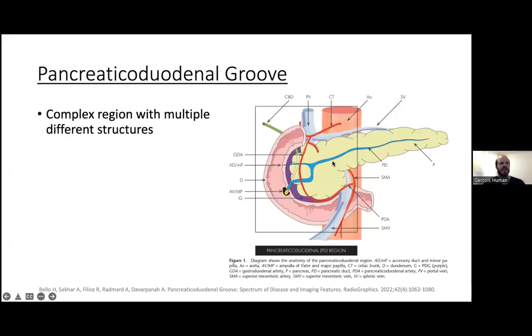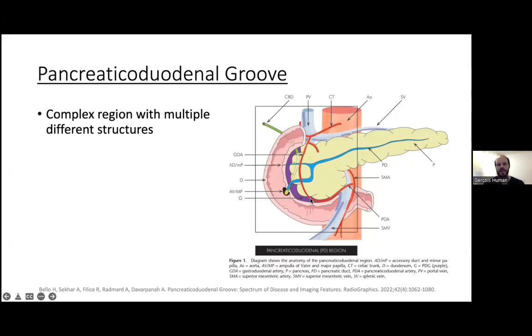So that's an introduction to the imaging findings that can happen in the pancreatic duodenal groove, and then figuring out what it can be. Firstly, the pancreatic duodenal groove is a complex region, as you can see. I mean, there's a lot going on here.